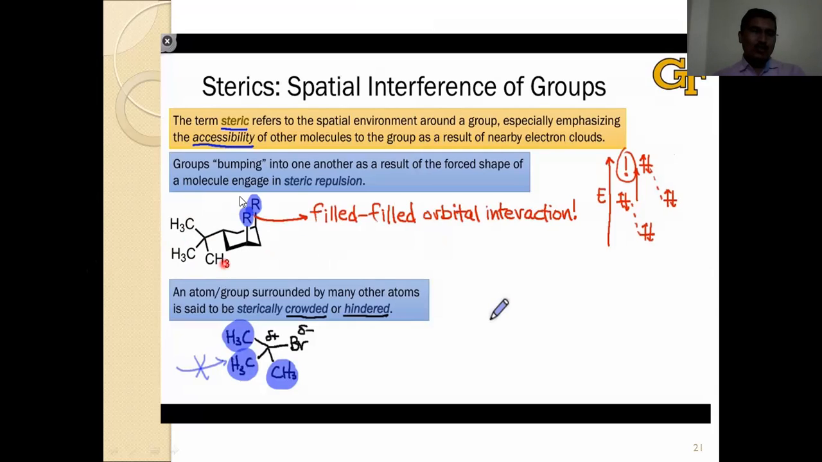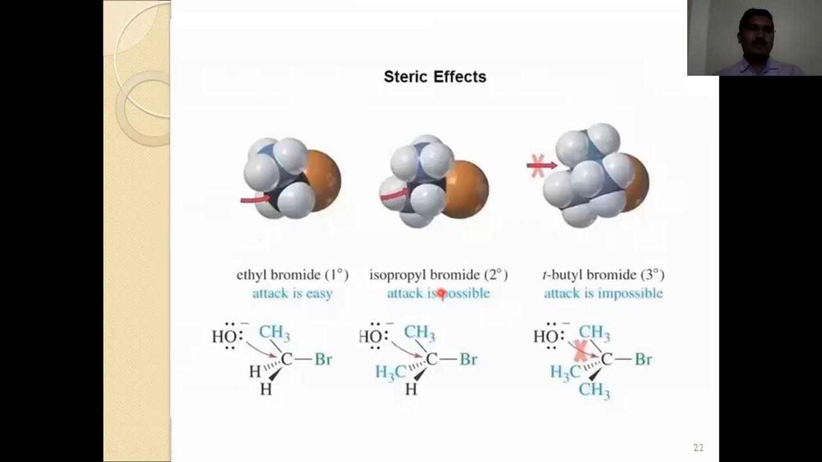We can see the chair conformation of the structure. Here the R group is attached on the upper side. That is a filled orbital interaction. It means there is a more crowded site here. An atom or group surrounded by many other atoms is said to be sterically crowded or hindered. Here, 3 methyl groups are attached to the bromine-bearing carbon, that is steric interaction or steric effect.